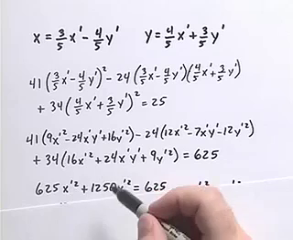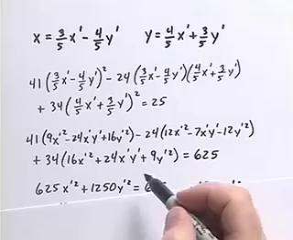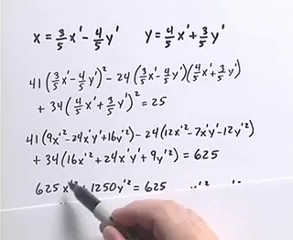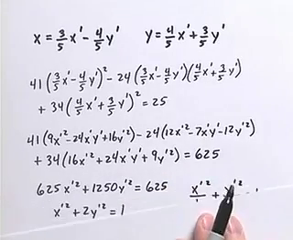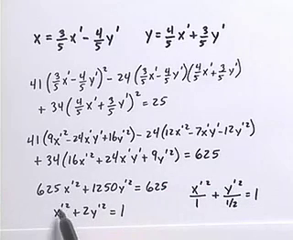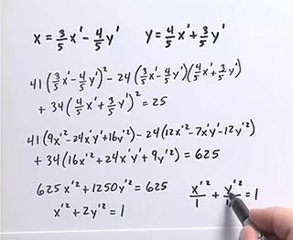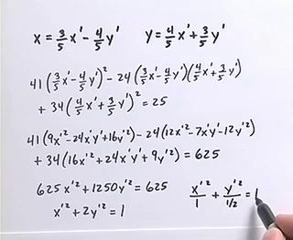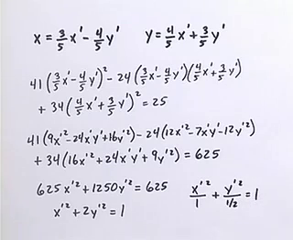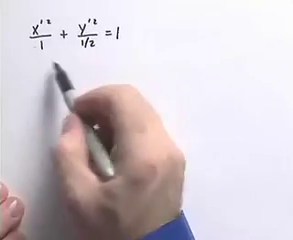625 x prime squared plus 1250 y prime squared equals 625. So everything goes away except for these two terms. If we divide both sides by 625, we'll get x prime squared plus 2y prime squared equals 1. Then we'll rewrite that in this form: x prime squared divided by 1 plus y prime squared divided by 1/2 is equal to 1. We've just rewritten our equation.